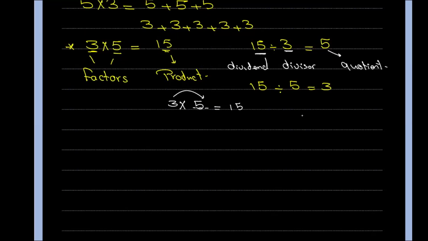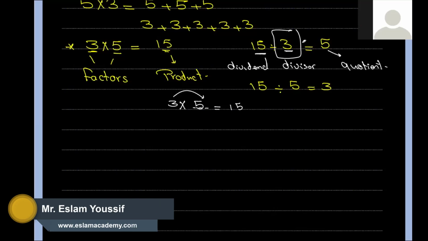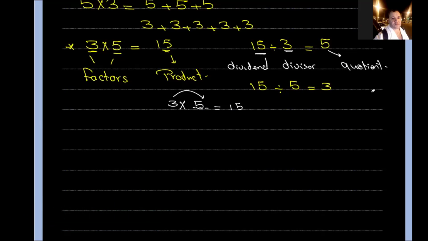So, what's your question? When you want to check the answer by division, can you use the 3 instead of the 5? I used 3 here. I said 15 divided by 3 equals 5, and 15 divided by 5 equals 3.